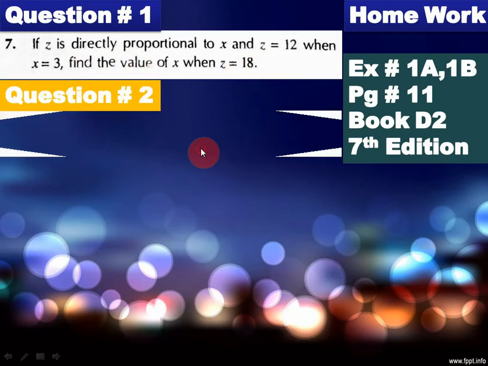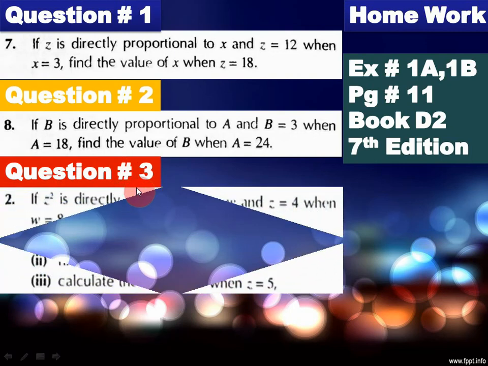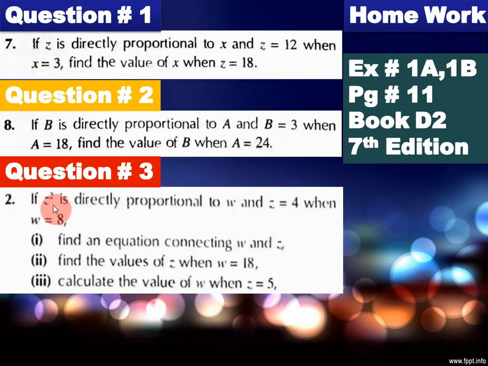Next, question number 2 says that if b is directly proportional to a, then b is 3 when a is 18, find the value of b when a is equal to the given value. So you have to write first the equation, then find the value of k, then you can solve this part. Okay, next, question number 3 is from exercise 1b. If z square is directly proportional to w, you will write the equation z square is equal to k times w, right? So z square is equal to k times w. By using these values you can find the first part, and then move on to the second part and the third part.